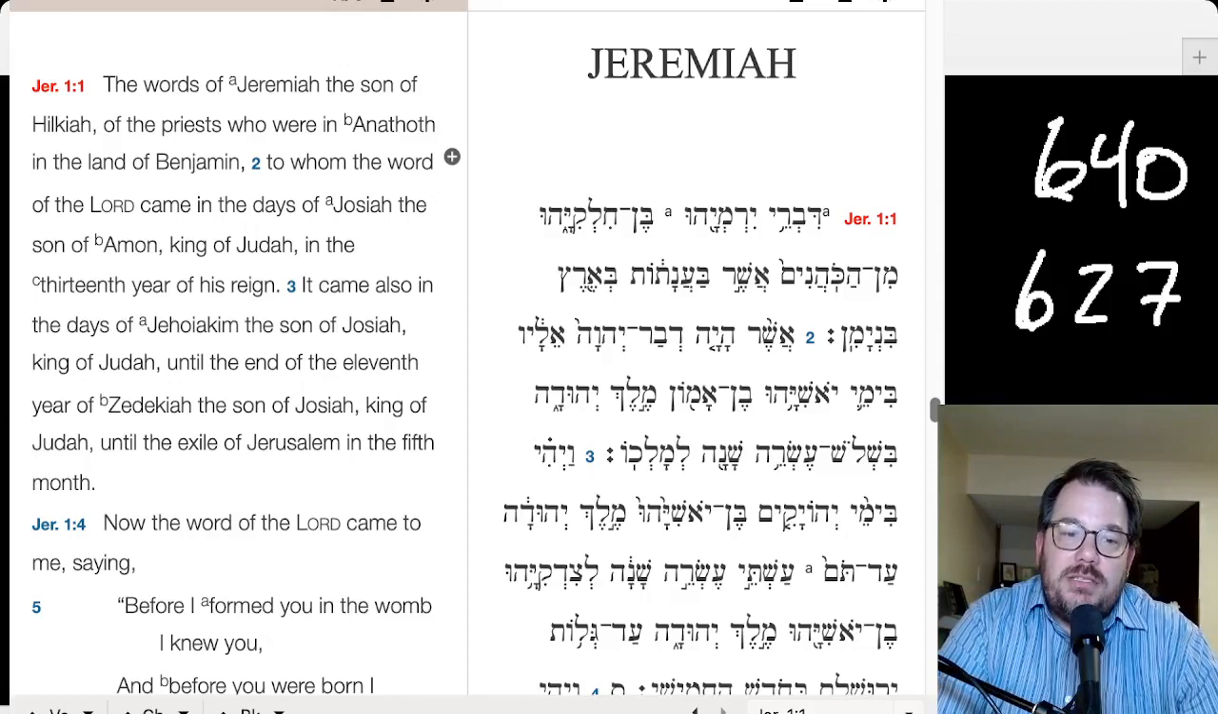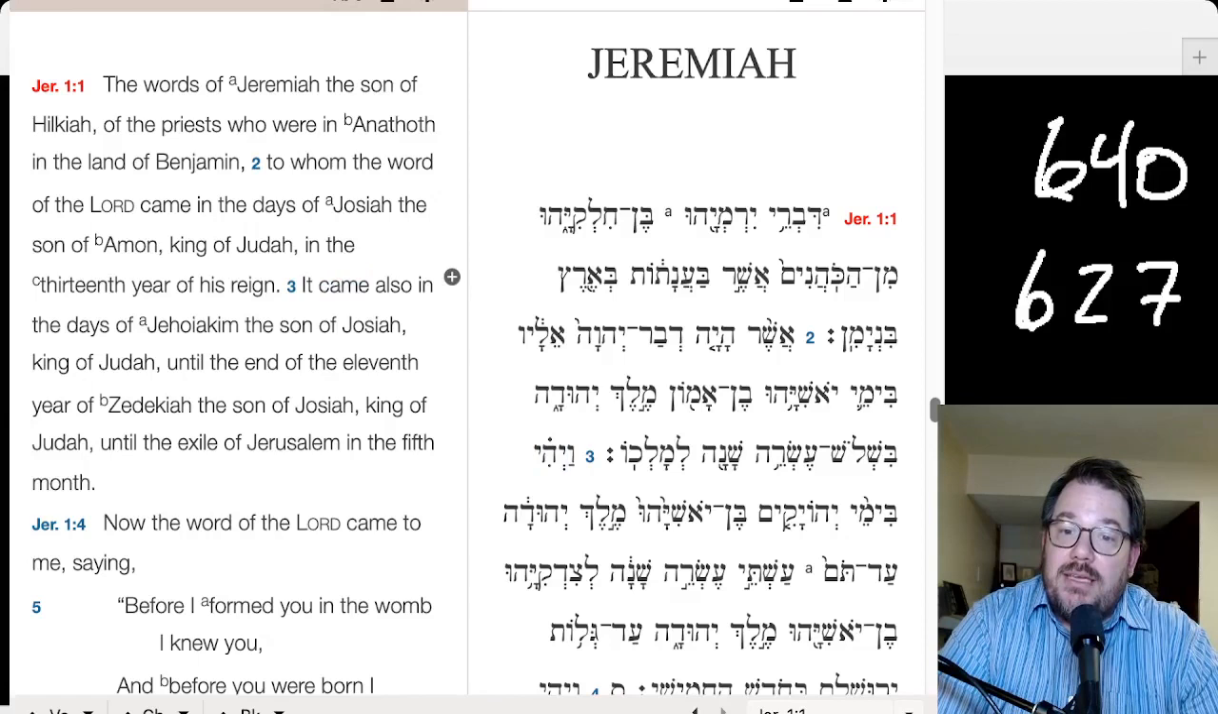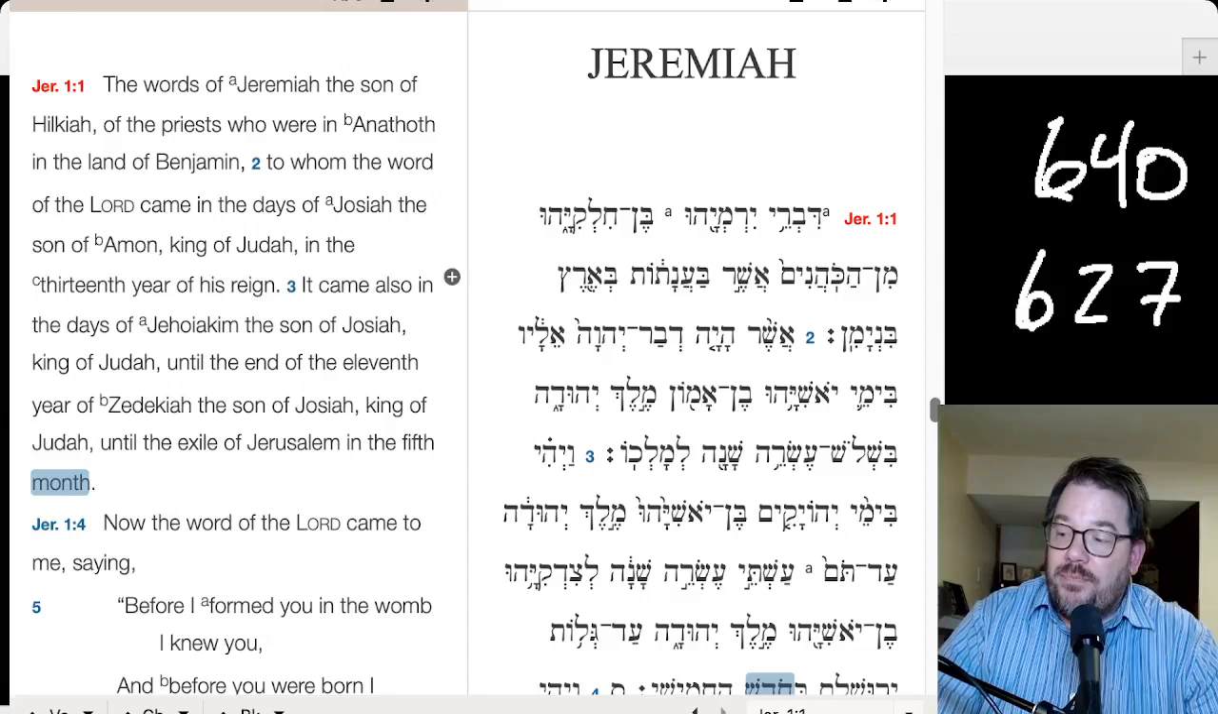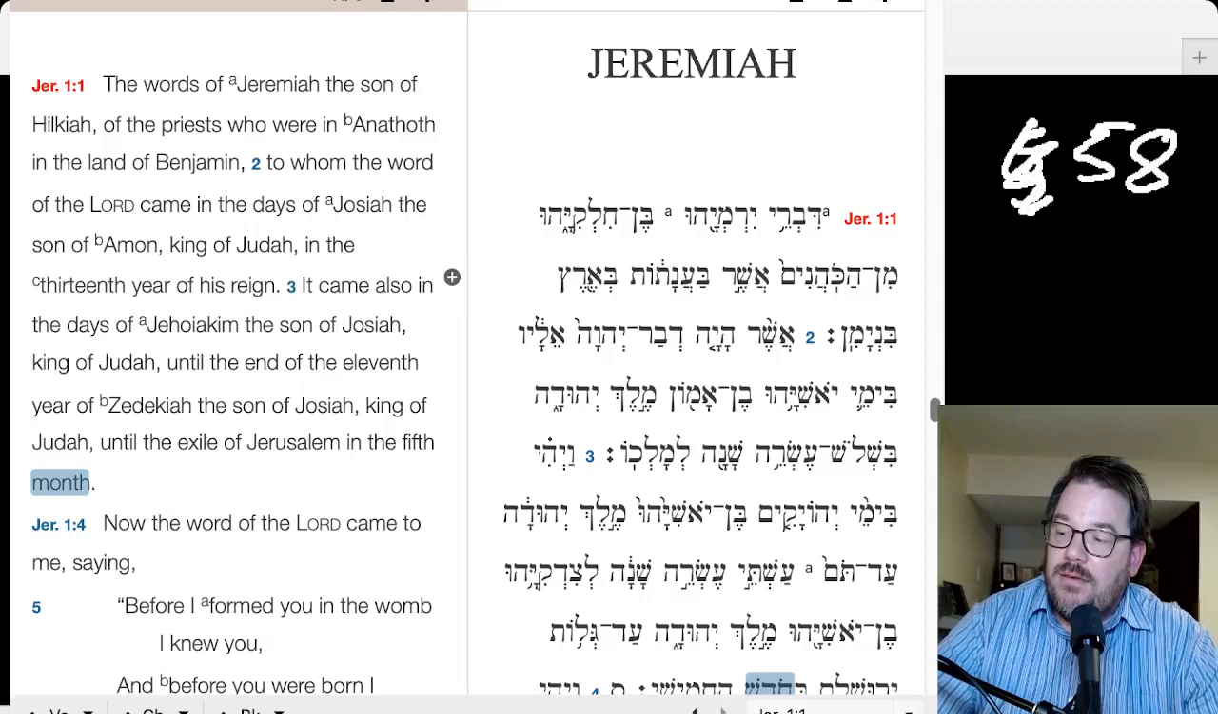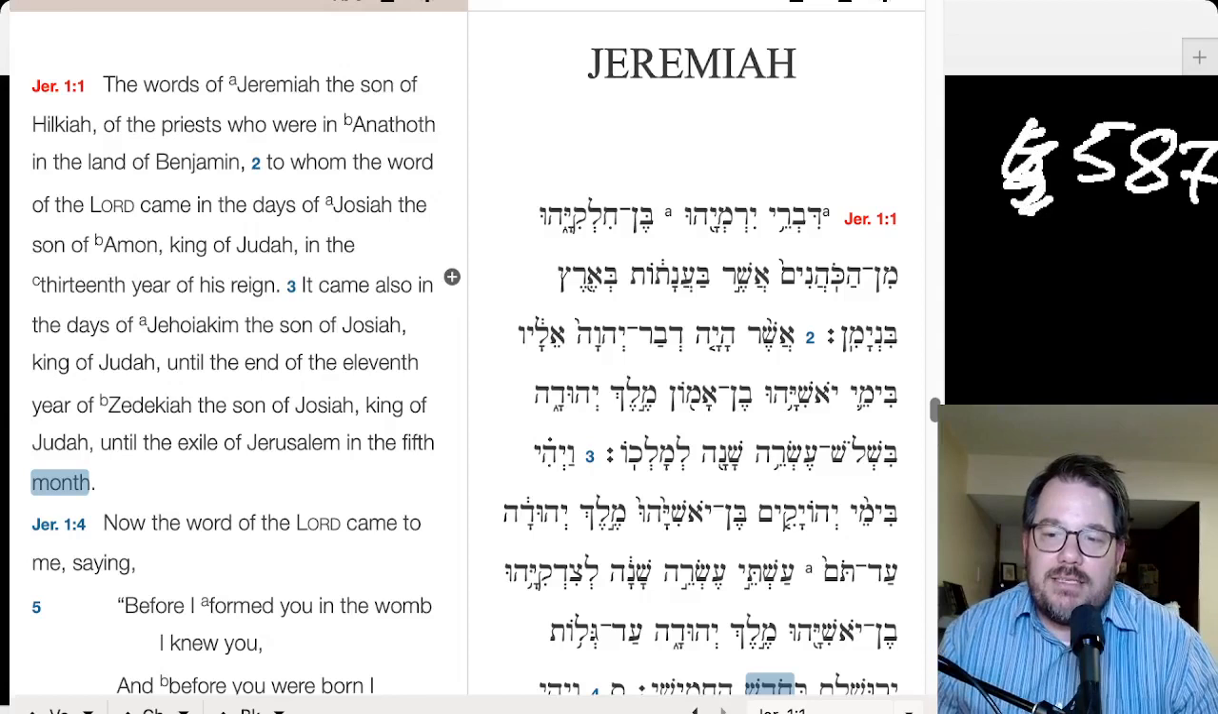We could maybe say this is a seam within the fabric of the text. It came also in the days of Jehoiakim, son of Josiah, king of Judah, until the 11th year of Zedekiah, the son of Josiah, king of Judah, until the exile of Jerusalem in the fifth month. Okay, so the word of the Lord came to Jeremiah in this year, 627, and then it's going to go all the way down to the year 587. Or 586.